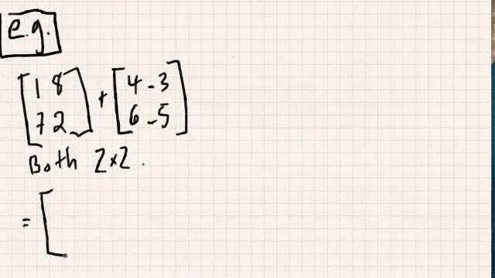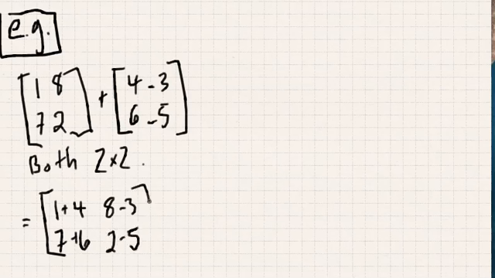When I say that I add them entry-wise, I mean that I add together corresponding entries. So I add 1 and 4, and that will be my first entry in my first row. I add 8 and negative 3, so that's 8 minus 3. Now it will be the second entry in the first row. The first entry in the second row is 7 plus 6. And the second entry in the second row is 2 minus 5. And so what I end up with then is 5, 5, 13, negative 3.